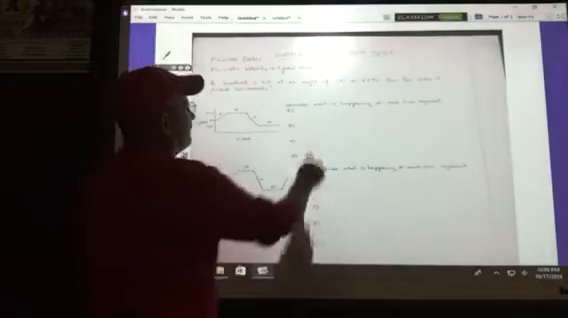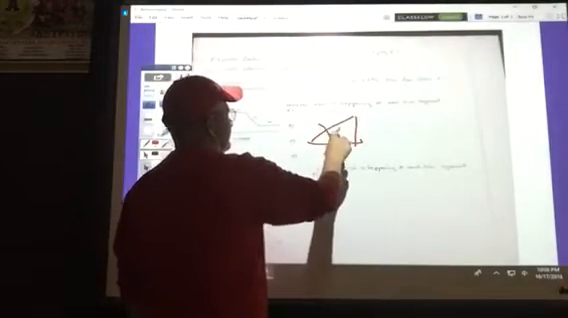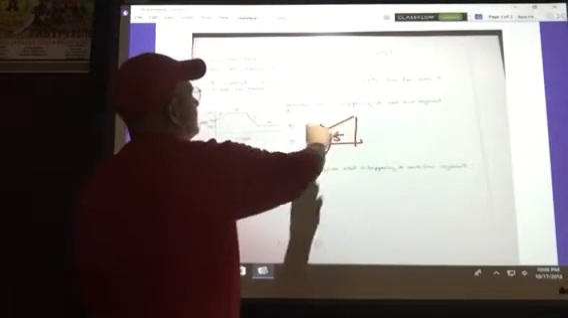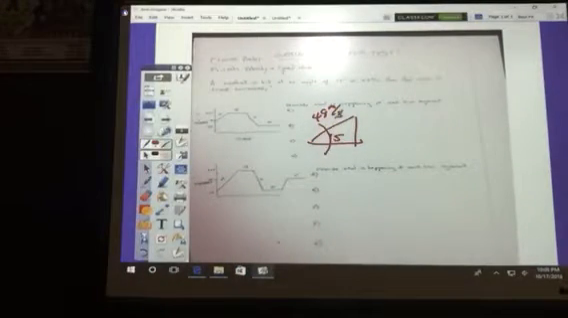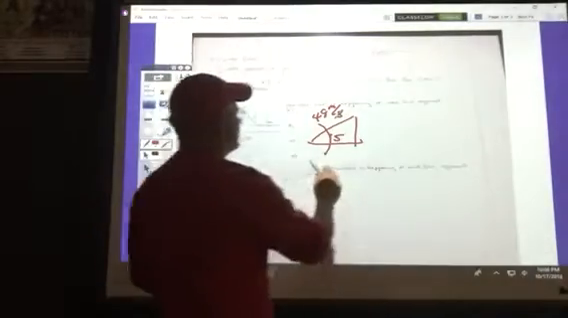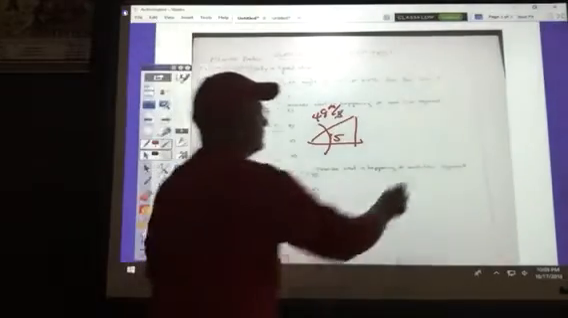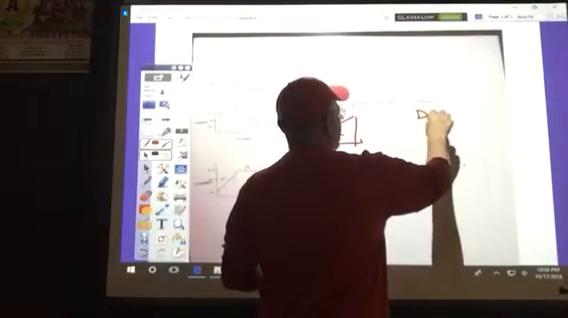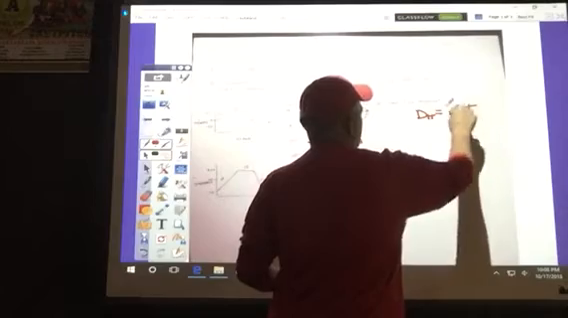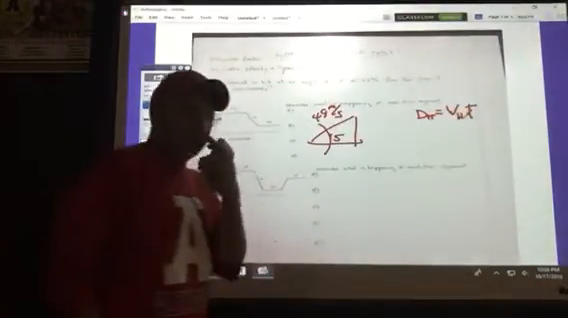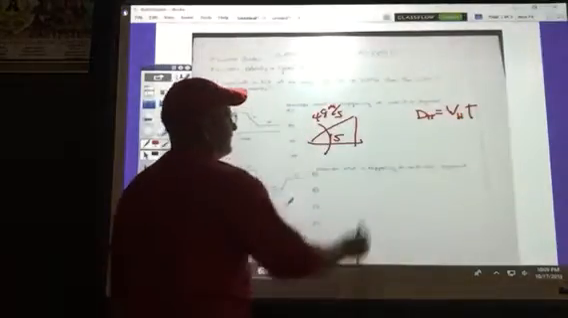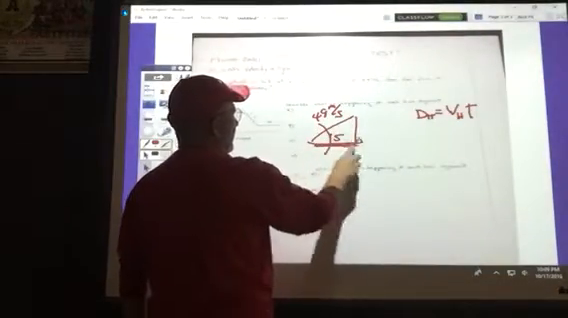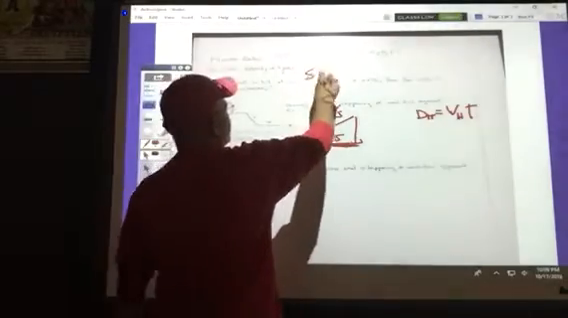A baseball is hit at an angle of 15 degrees at 49 meters per second. How far does it travel horizontally? We're trying to find a horizontal distance. To get that, I'm going to need a horizontal velocity and the time. I don't know either one of these yet, so I've got to find them. The way I'm going to find my horizontal velocity is I'm going to use SOHCAHTOA.